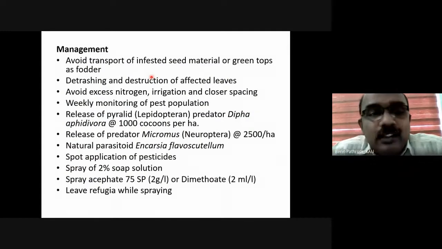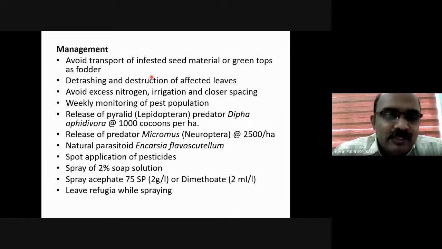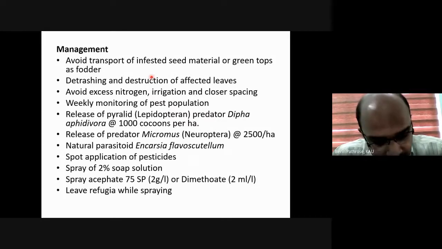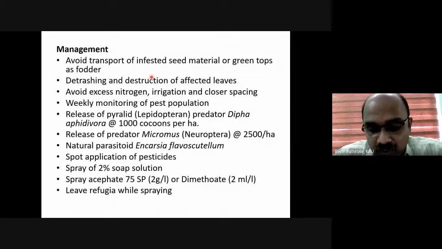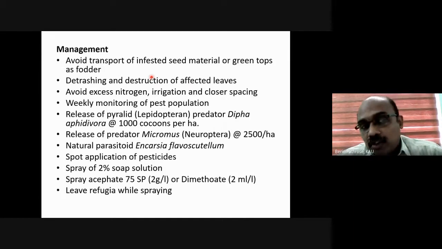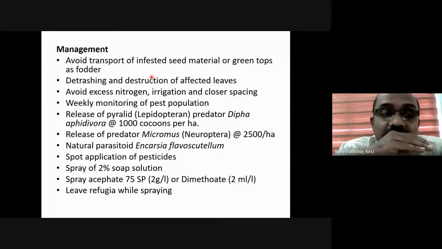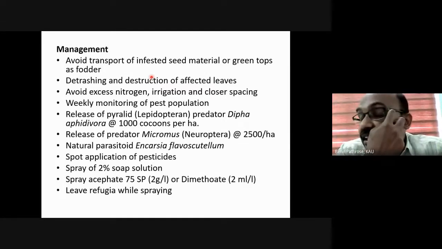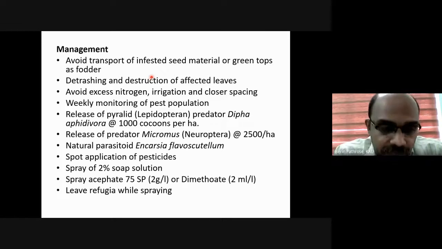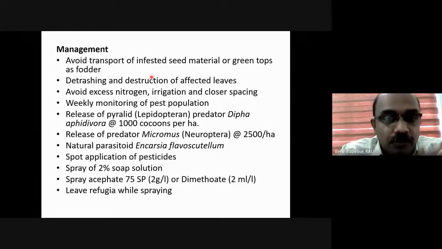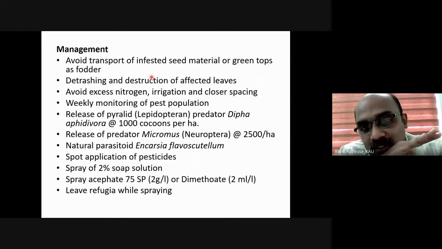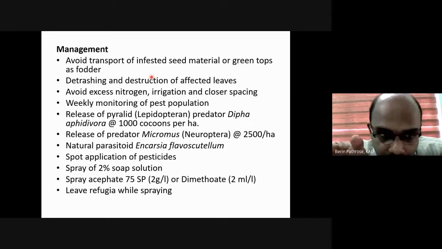Coming to the management, for sucking pests in sugarcane, we rely heavily on biological control programs because the use of pesticides is difficult in sugarcane once it is in the later stage. Try to avoid the transport of infested material or green tops as fodder. The leaves of sugarcane are used as fodder for cattle. If one person is transporting infested leaf from one area to another, he is transporting the pest also.